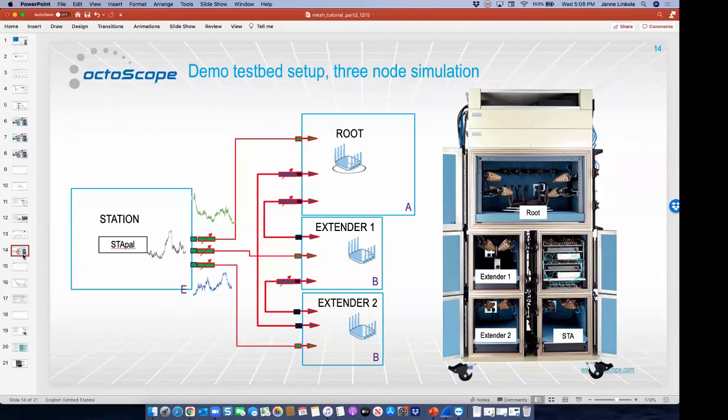Would it be worth talking a little bit about other things? We've shown now how we can emulate different attenuation conditions between the station and the mesh, and also between the mesh nodes. Would it be worth talking about other things that might have an impact on how the device performs and where it gets moved to, things like congestion or interference?